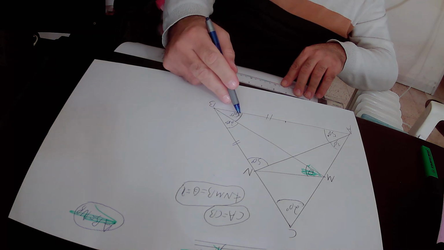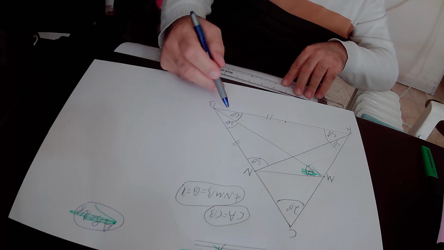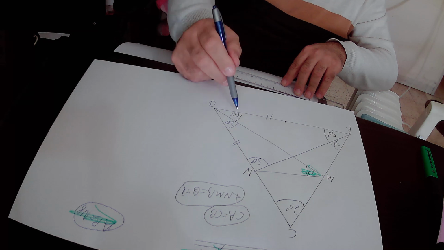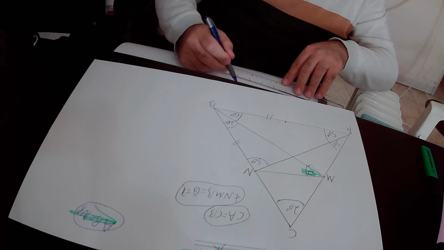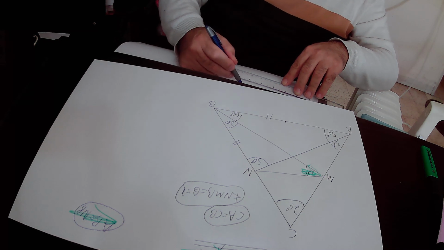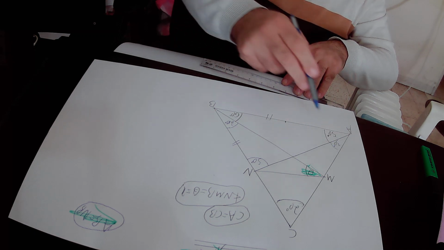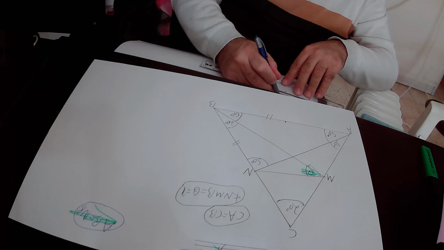This is angle theta, actually angle MBA, this angle is equal to 60 degrees. Angle MAB, this angle, it is angle theta that is equal to 80 degrees.